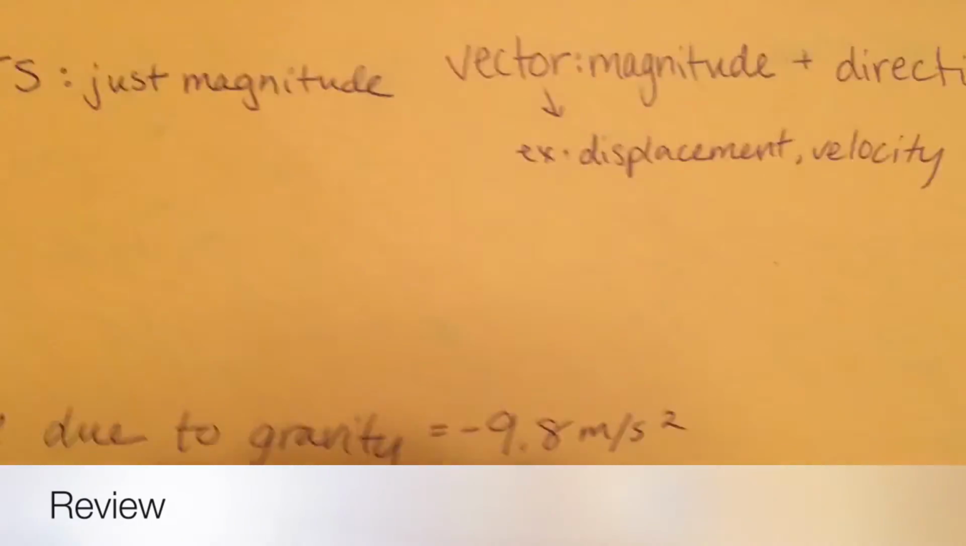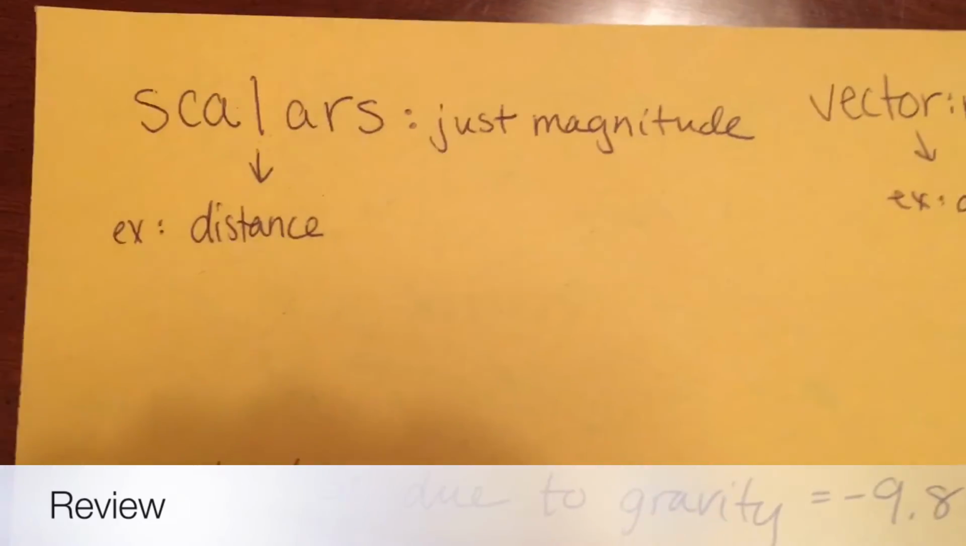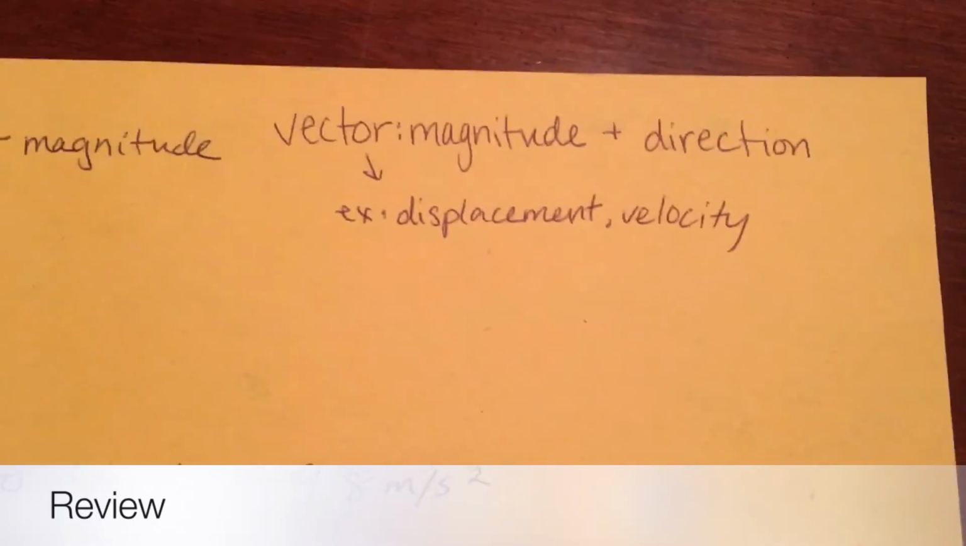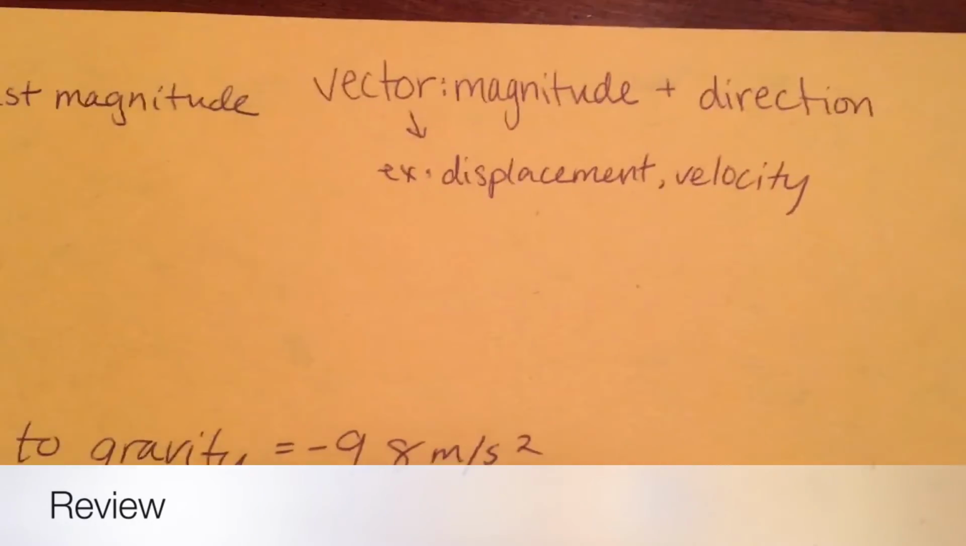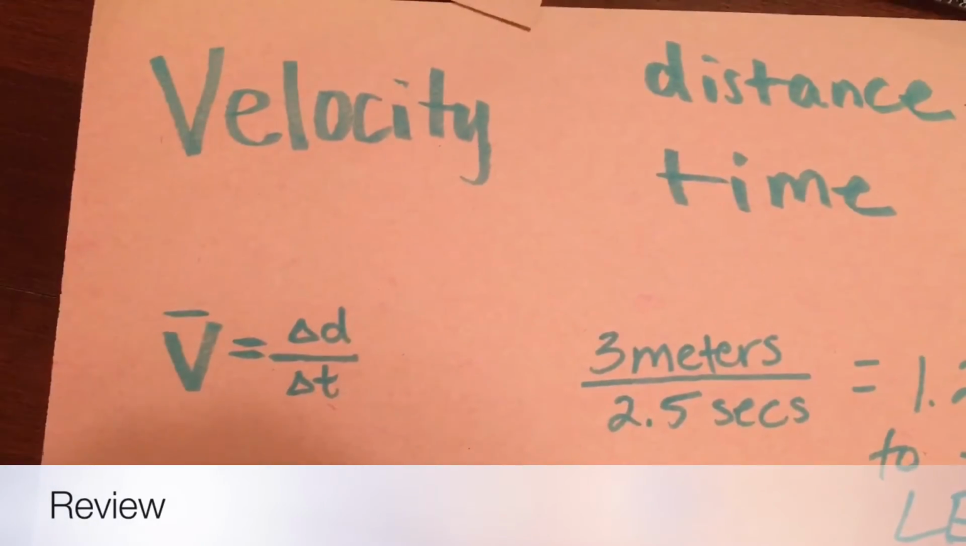First, we talked about scalars and vectors. A scalar is a value that just provides you with a magnitude. An example of this would be distance. A vector is magnitude and direction. An example of this would be displacement and velocity. Speaking of velocity, we learned that the equation would be distance over time.